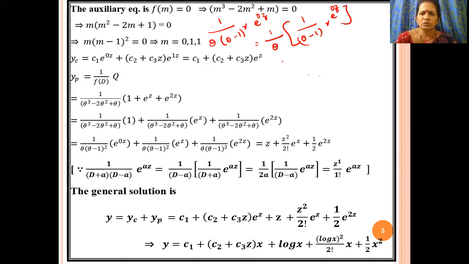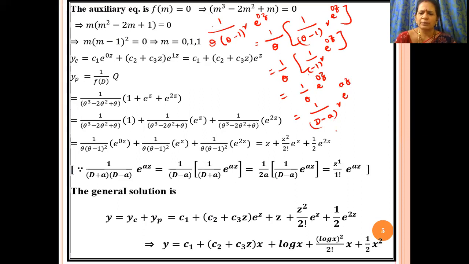So if we substitute 0, what do we get? 1 by (theta minus 1) by minus 1 whole square into e power 0z, right. So 1 by minus 1 whole square means 1. So now again 1 by theta into e power z, right. So this is in the form of 1 by (d minus a) whole square, d minus a whole square into e power az.